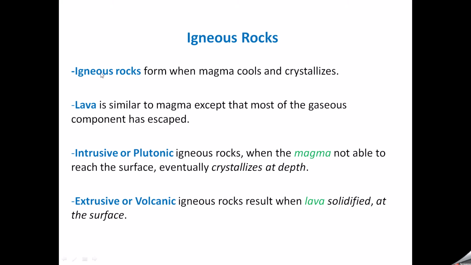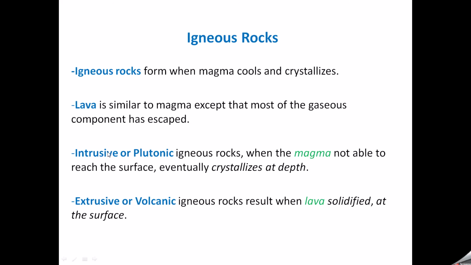Igneous rocks. What are igneous rocks? Igneous rocks form when magma cools and crystallizes. That's solidification. When magma solidifies, we get igneous rocks made of crystals. Lava is similar to magma, except that most of the gaseous components have escaped. So we have magma and lava. Magma is under the surface and lava is on the surface, extruded out during volcanoes.